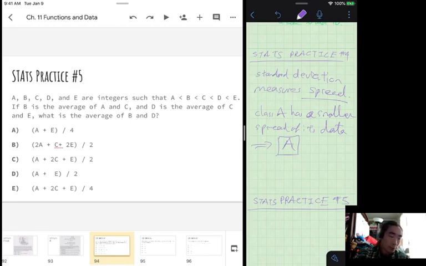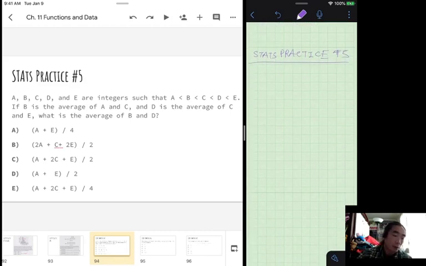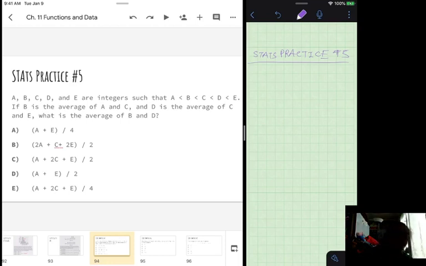Okay, so for this problem, it involves a little bit of algebra. A, B, C, and D, all that means is that being integers means that they're whole numbers. A is less than B is less than C is less than D is less than E. It just says there's some order there. It allows us to make the following equations and then the following substitutions. So B equals the average of A and C. So we add up A and C and divide by 2 because there's two numbers. For D, it's the average of C and E. Because there are two numbers, we divide by 2.